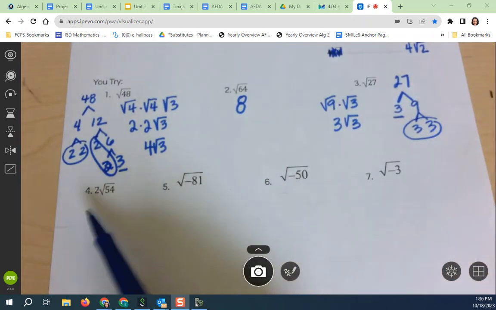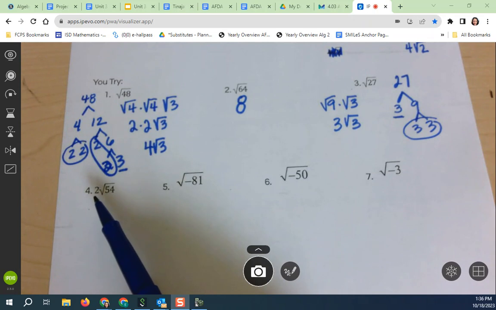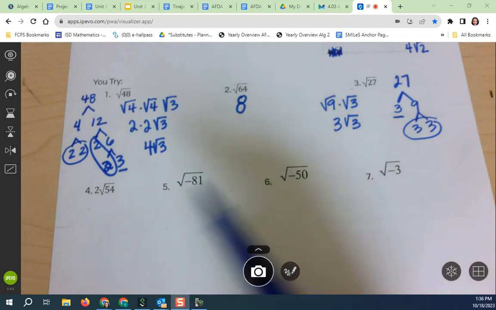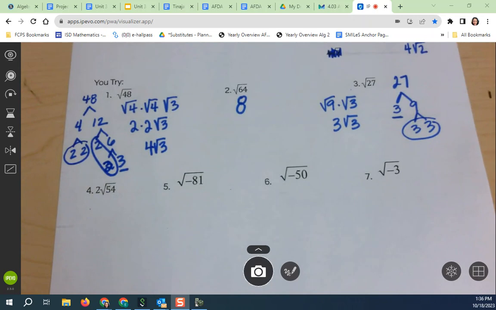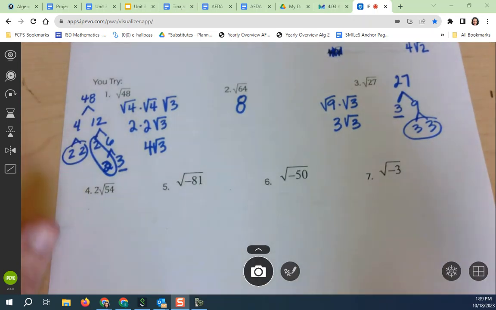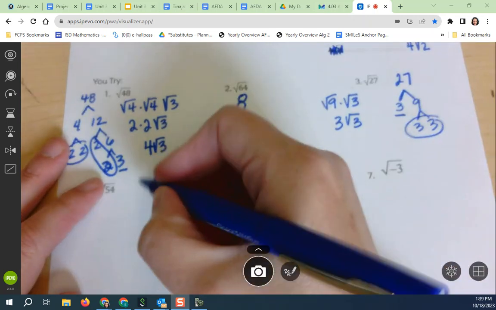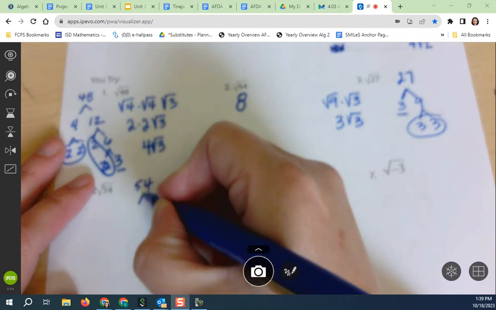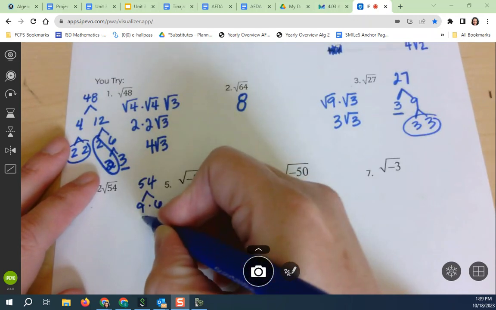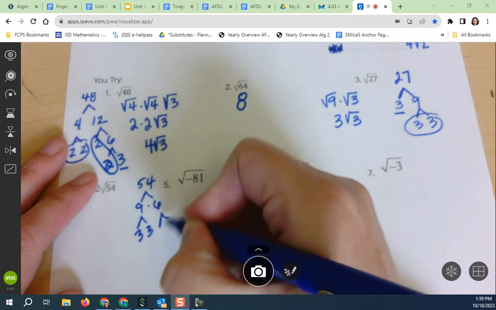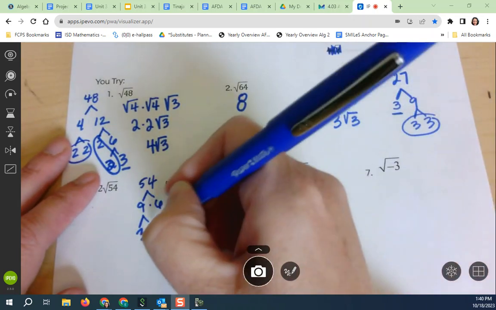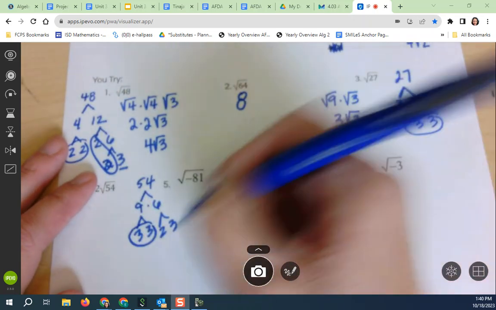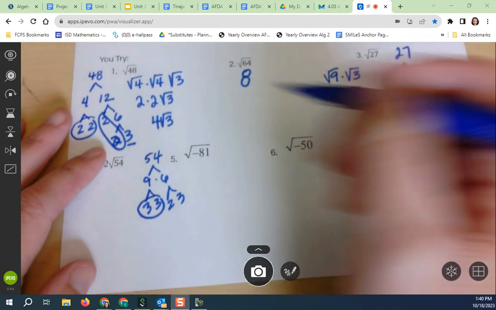Number 4 has a 2 in front, but I don't want you to get confused by that 2, because we're just going to multiply it by the other number at the end. So deal with the 54 right now, and then we'll deal with the 2 at the end. We're going to forget that there's a 2 there and deal with the root 54. A lot of you did 54 as 9 times 6, and then 3 times 3, and 2 times 3. I know there's 3 3s, but you need 2 of them for a perfect square. So this one's just left over.